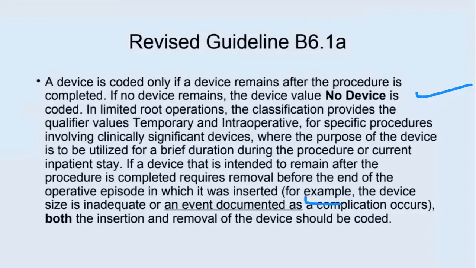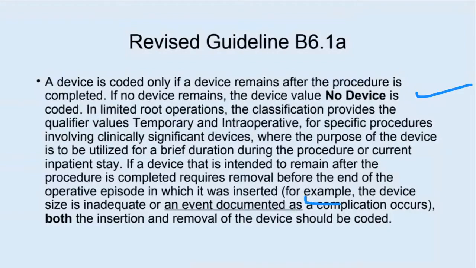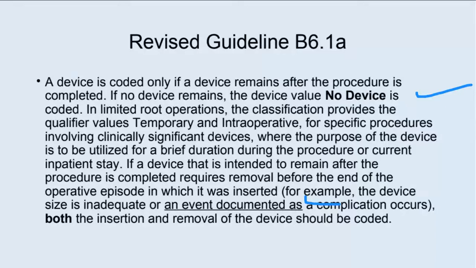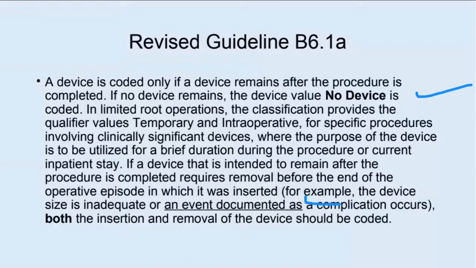It's interesting. If a device that is intended to remain after the procedure is completed requires removal before the end of the operative episode in which it was inserted. So it's inserted and it's the wrong size, or it breaks, or something else is wrong. For example, the device size is inadequate or an event documented as a complication occurs. So they added the words "an event documented as" to that. And they also did a bolding of both. So both the insertion and the removal of the device should be coded. So in this special exception, you're going to use 2 codes.